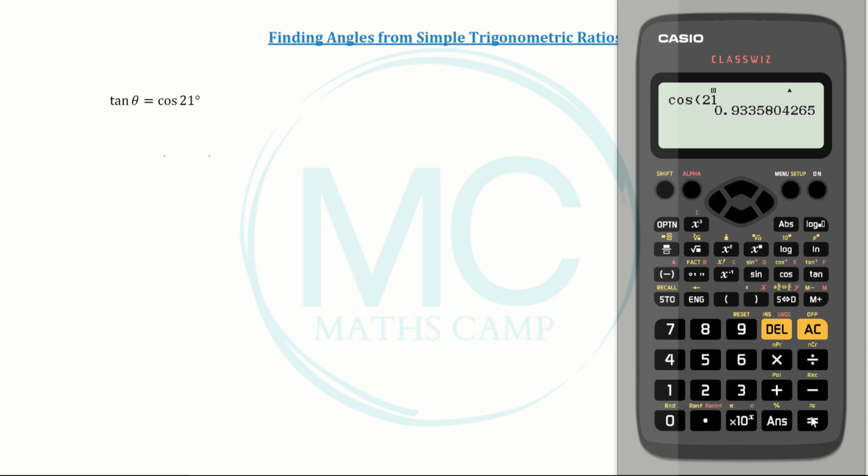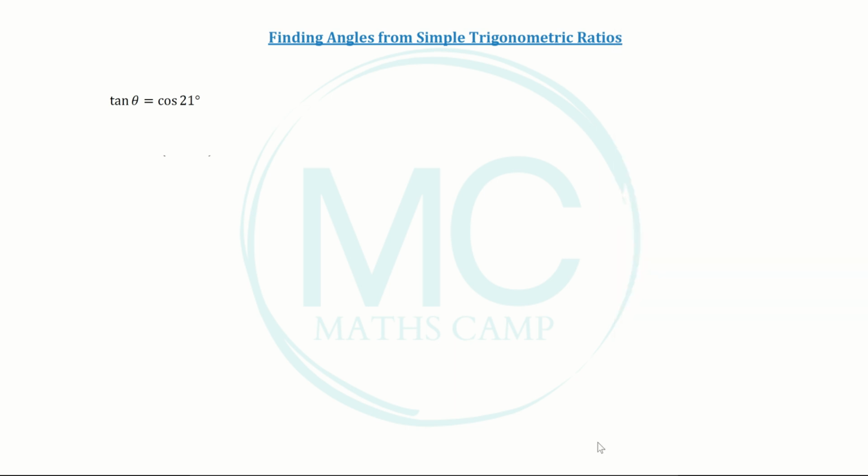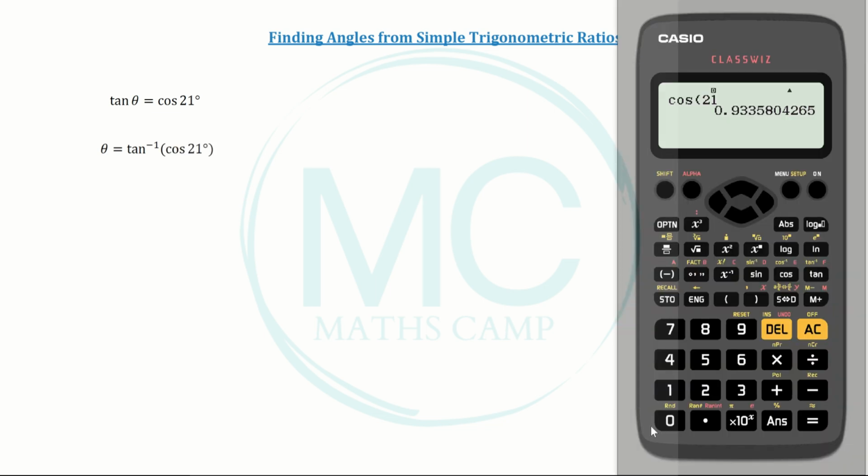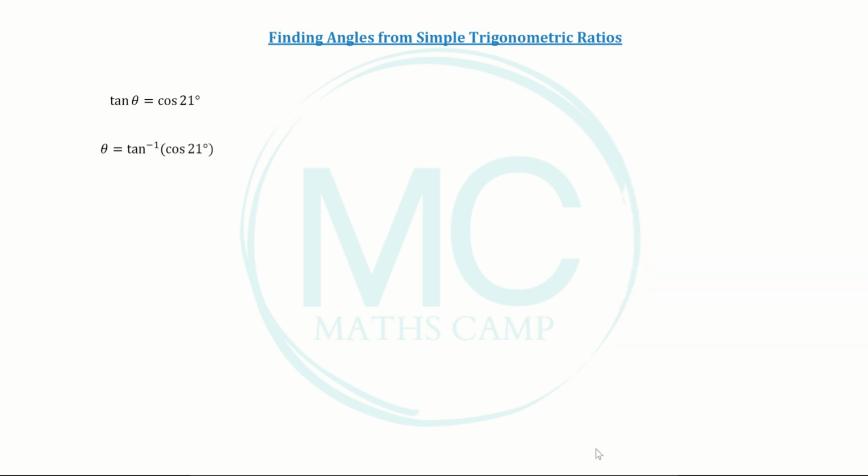So what do we do? The best thing to do from here is to move our tan ratio across. And we're going to say theta is equal to tan to the -1. And now we multiply this by cos 21 degrees. So open our calculator. We can say shift tan. And inside the bracket, we say cos 21. Don't forget to close both of your brackets. We get an answer of 43,032 degrees, round off to 2 decimal places, and this is our value for theta.